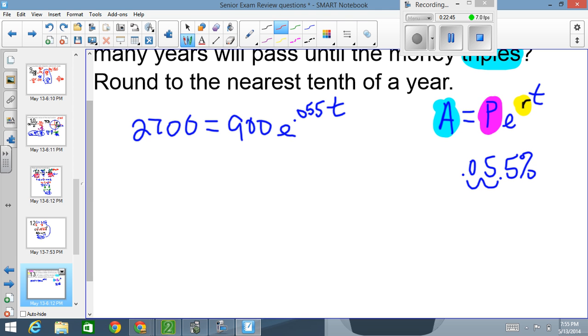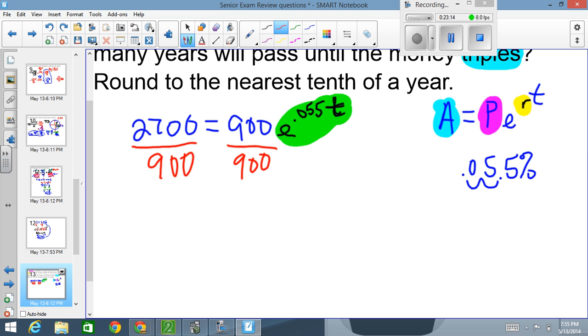Now, anytime that we're asked to solve for a variable up in the exponent, that's where the natural log is going to help us. But the natural log is not going to help us until we have this e to the 0.055t by itself. We can't take the natural log before we do that. So I'm going to divide both sides by 900. 2,700 divided by 900 is an even 3. Those cancel. And now I have e to the 0.055t.